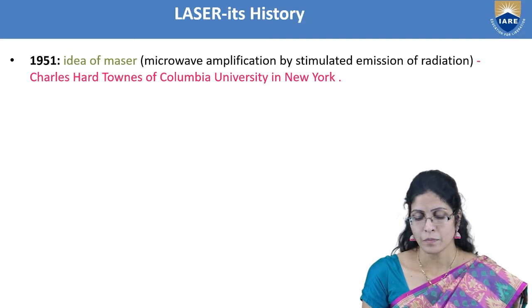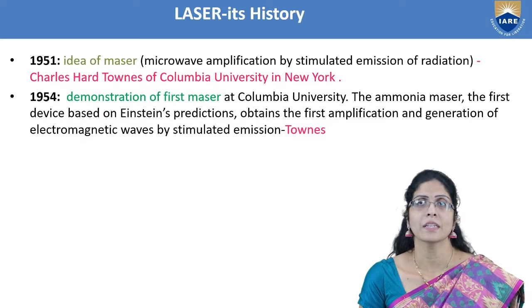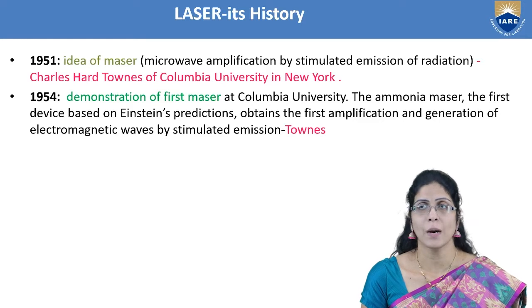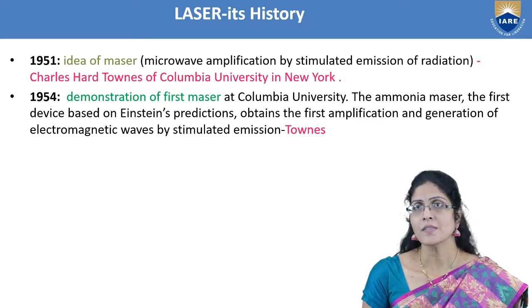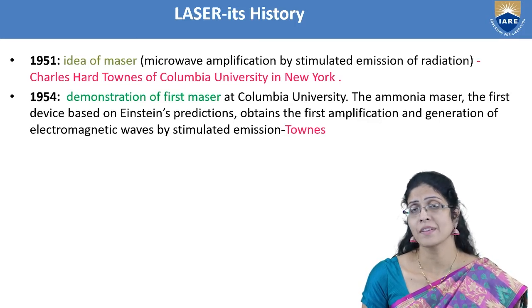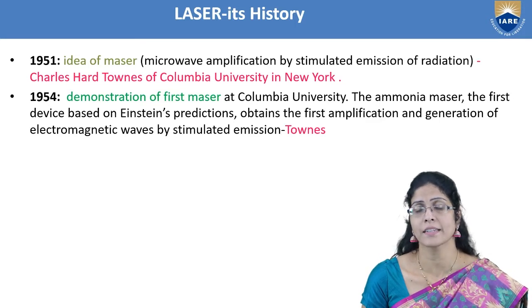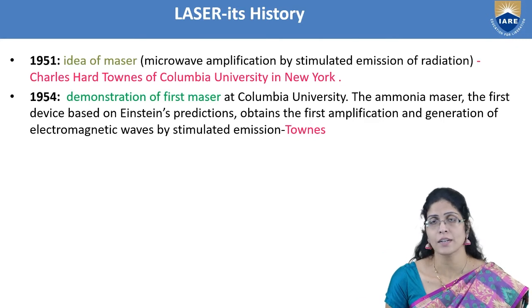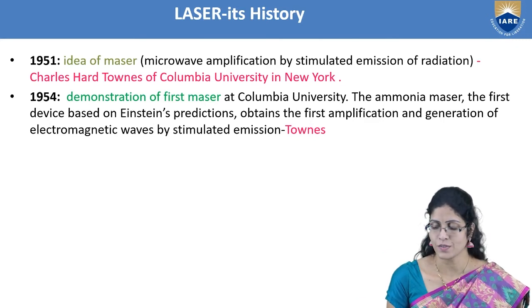Moving ahead with this idea, they were able to demonstrate the first maser using ammonia. This was the first device based on Einstein's predictions, which obtained the first amplification and generation of electromagnetic waves, which are light, by stimulating it. How we stimulate light, we'll see in the coming lectures.